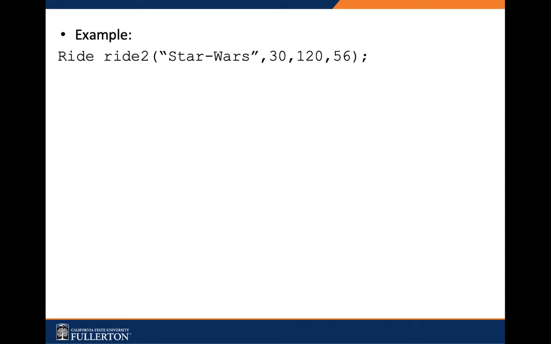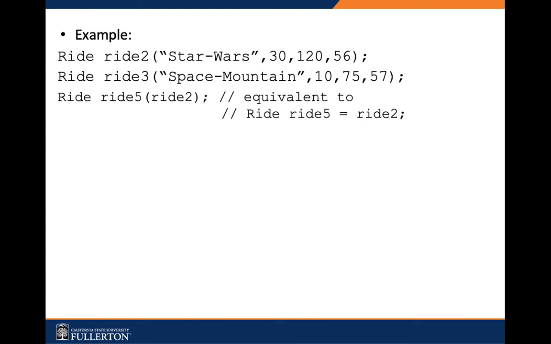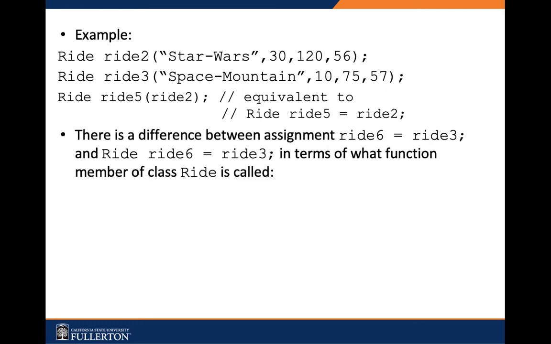So let's say that we have the object write2 with 4 parameters, and then we have the other object write3 with 4 parameters, and then we declare a third object write5 which has write2 as values. So all we need to do is add the declaration to do initialization by using the copy constructor. This is equivalent to write5 = write2.